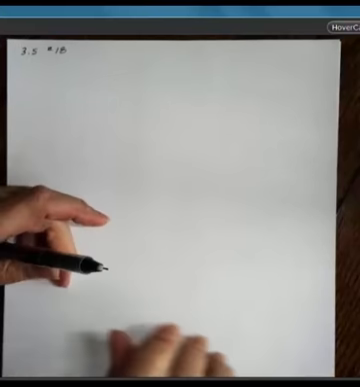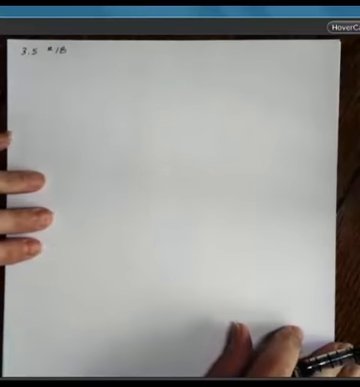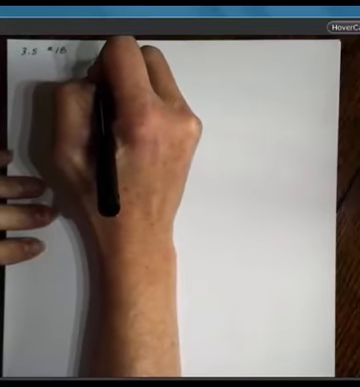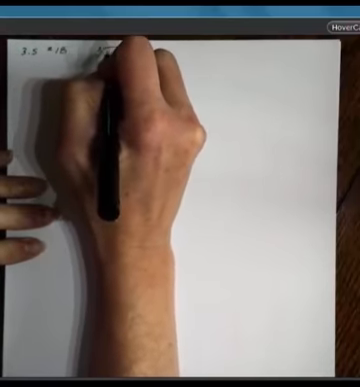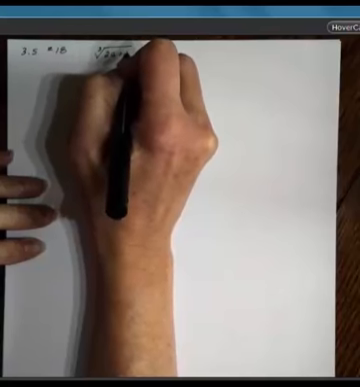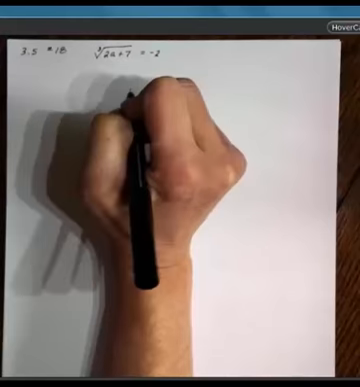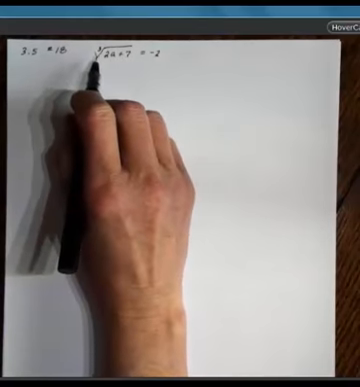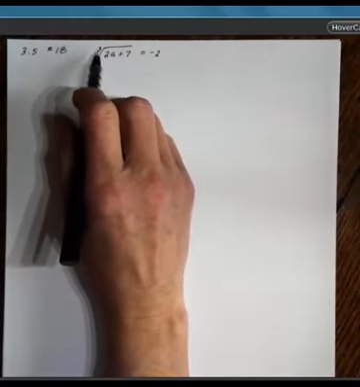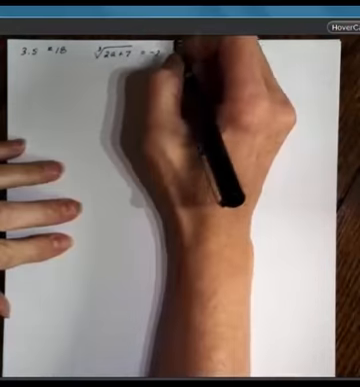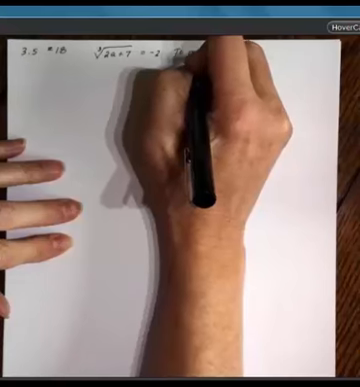We're going to do problem 18 in section 3.5, and that problem starts off as the cube root of 2a plus 7 equals negative 2. So to remove the radical, we need to raise both sides of the equation by a power equal to the index.